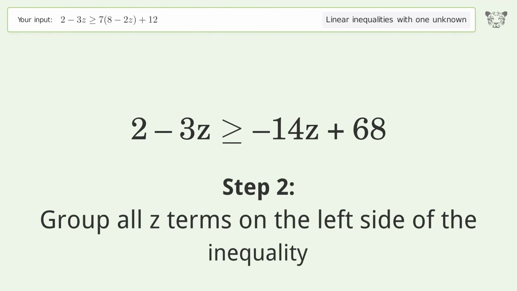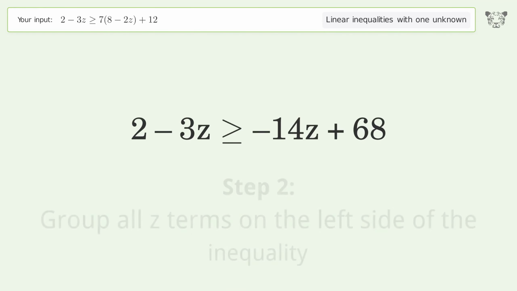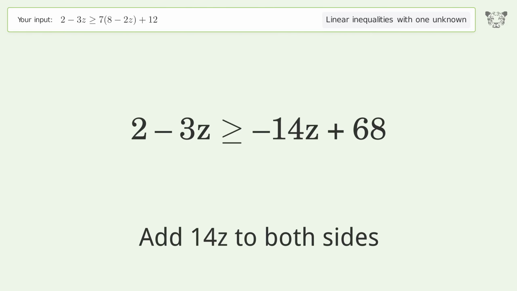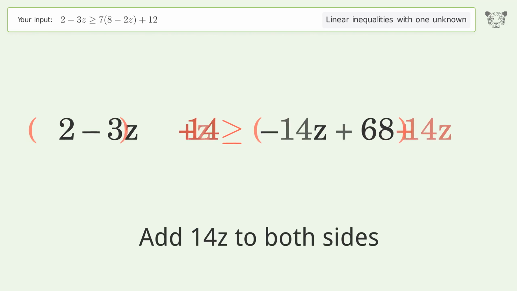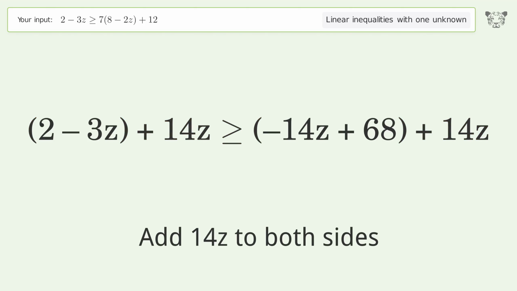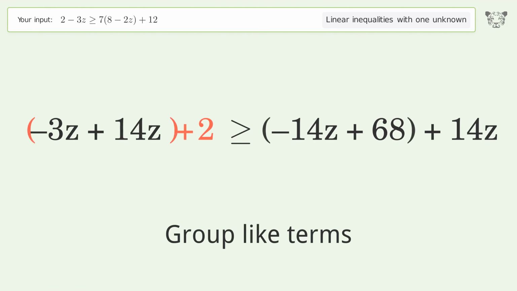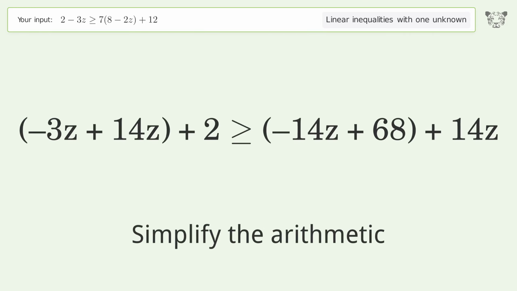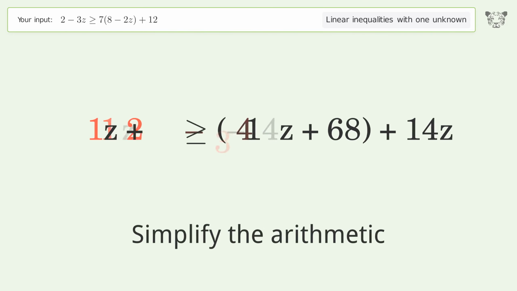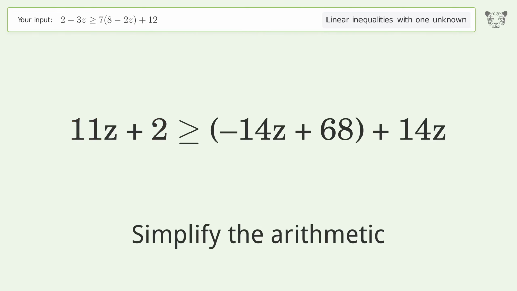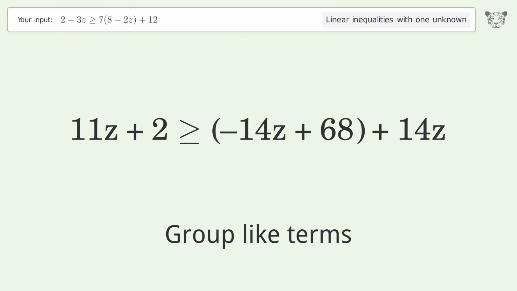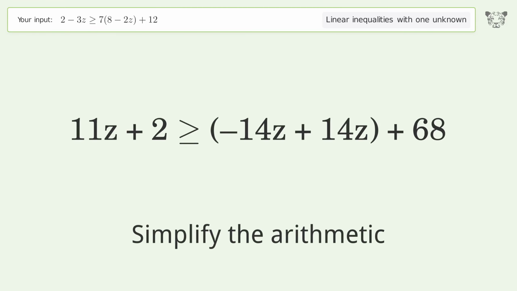Group all z terms on the left side of the inequality. Add 14z to both sides. Group like terms. Simplify the arithmetic. Group like terms. Simplify the arithmetic.